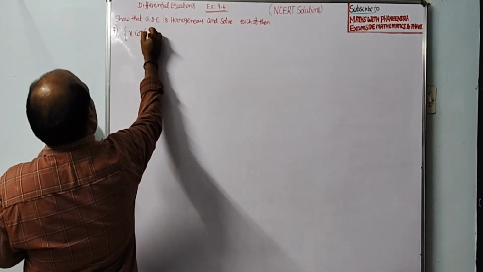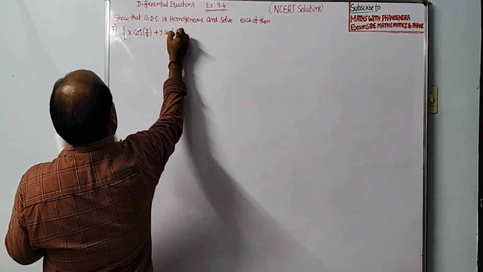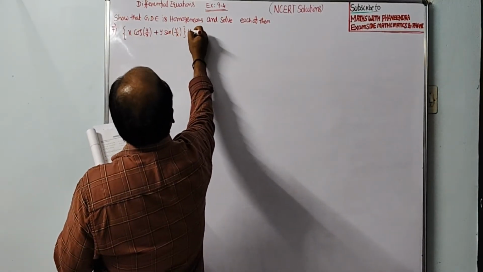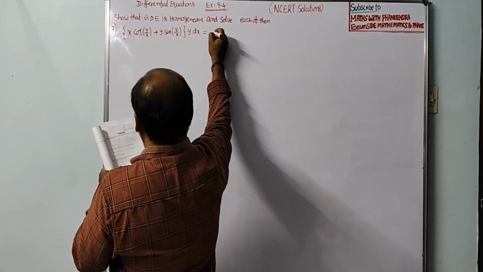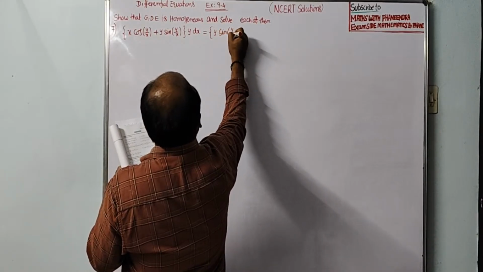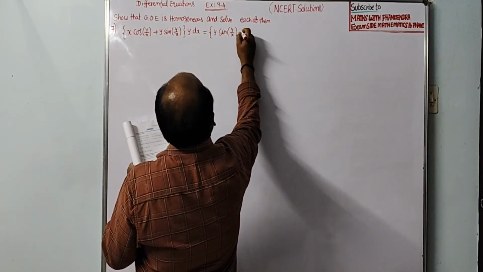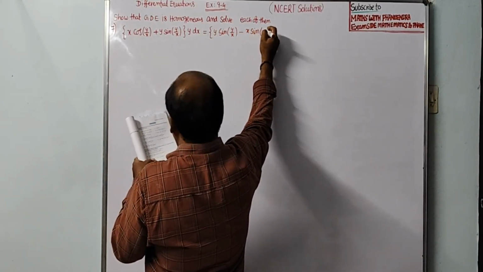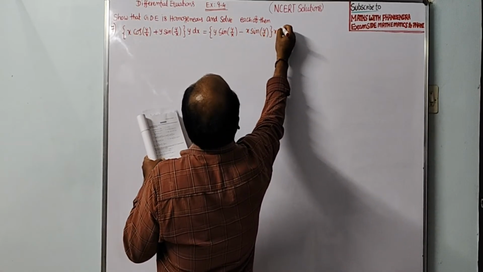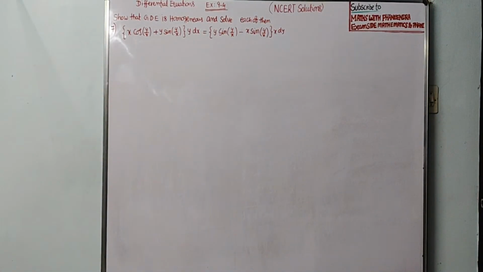x cos of y by x plus y sin of y by x into y dx is equal to y into sin of y by x minus x into cos of y by x into x dy. This is the question. We are going to solve this.